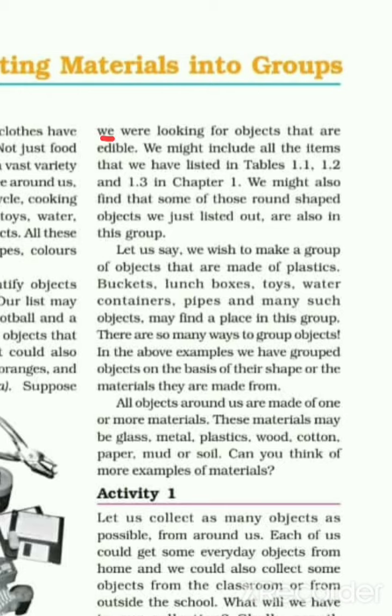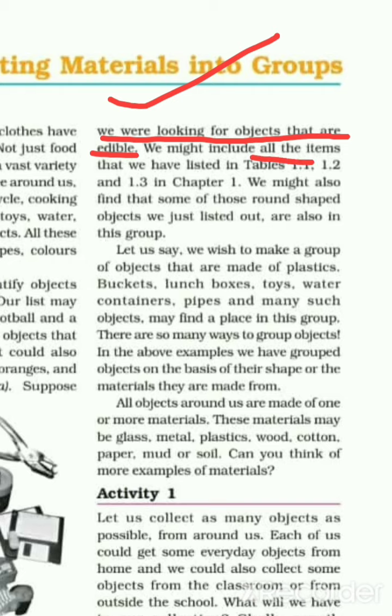Suppose we were looking for objects that are edible. Everyone knows that biscuits, fruits, vegetables, all these items come under edible products. Can the previous examples like bullock cart, chair, table be categorized into edible things? No, we cannot add all those things into edible products. That is why sorting materials into groups is necessary in this chapter.